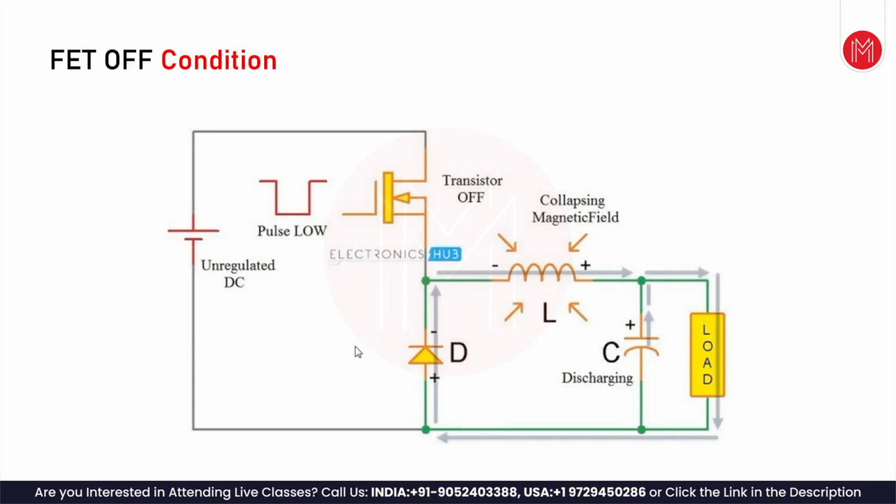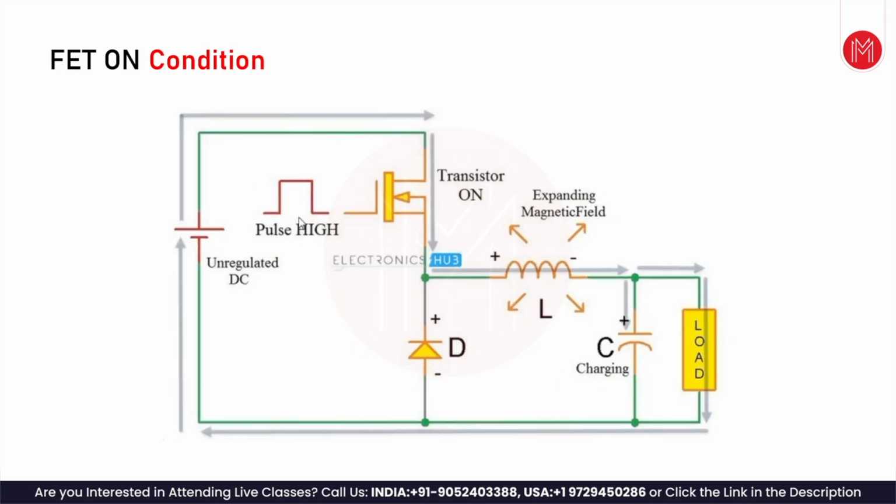In the on condition, the pulse is on and the transistor is on. So unregulated DC comes here. This would be at a higher voltage than this one. So this diode doesn't conduct, and the inductor gets charged and the capacitor gets charged. These two elements keep getting charged. When the inductor charges, it has an expanding magnetic field.